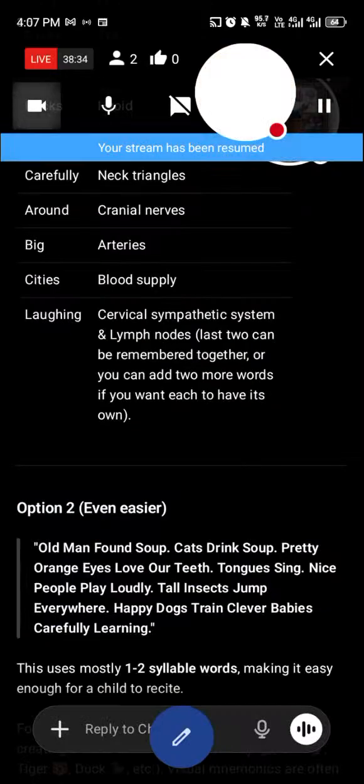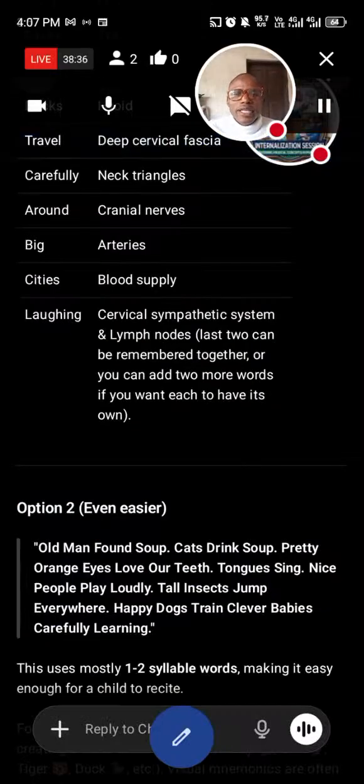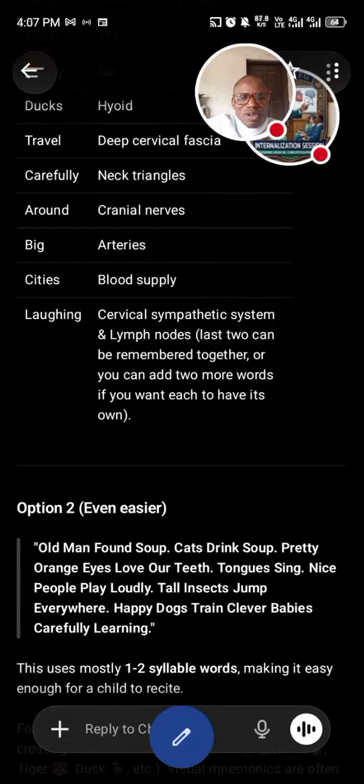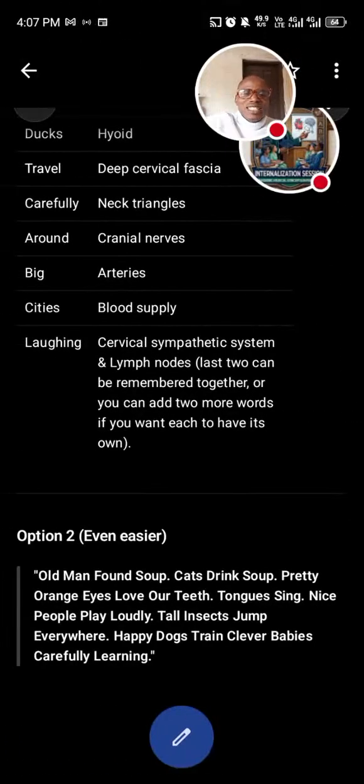All right. So very quickly, we are here again. Let's see which one sounds easier to recall. Old man found soup. Cat drink soup. Pretty orange eyes loves her teeth. Tongue sing. Nice people play loudly. Tall insect jumps everywhere. Happy dogs train clever babies carefully learning. That's funny. Let's get this other one.